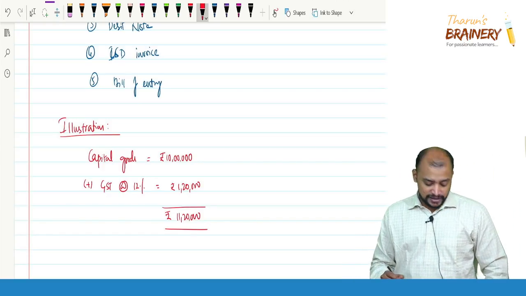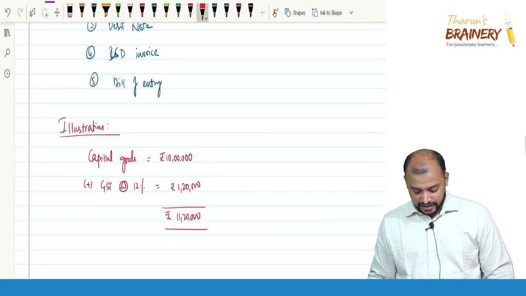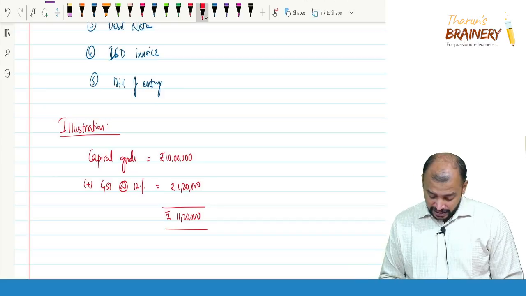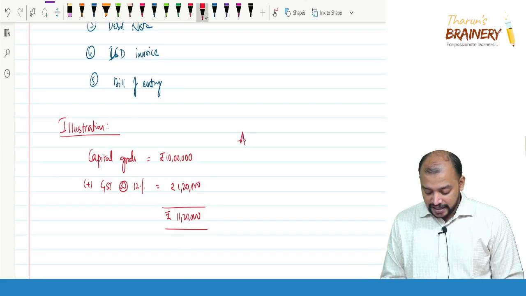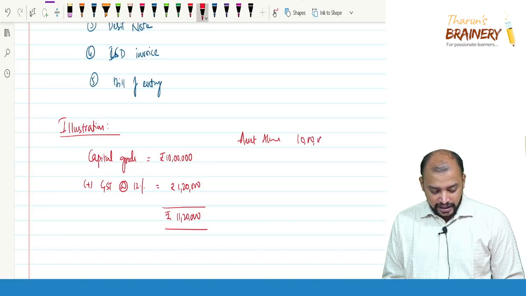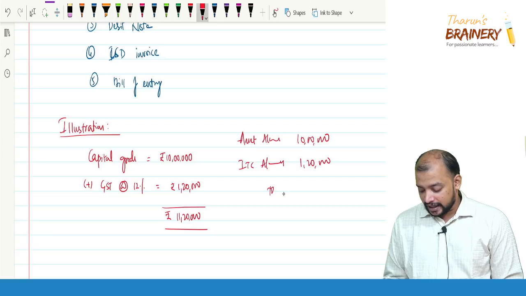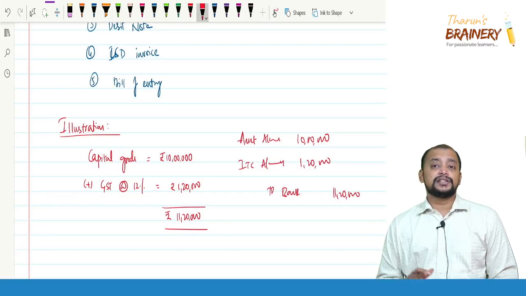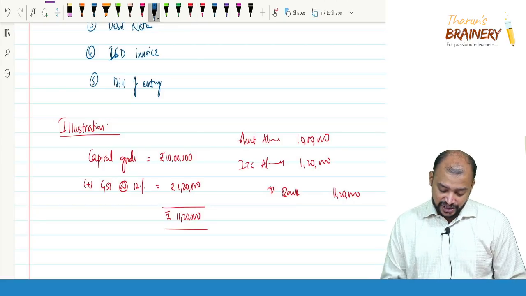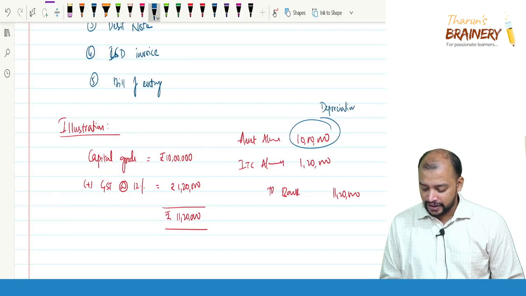Now in this case, whatever is the GST paid on purchases can be taken as credit. But what happens here? What is the entry that is being passed? Asset account debit 10 lakhs, and then ITC account debit 1,20,000 to bank 11,20,000. This is the entry I should have passed. So therefore depreciation is computed on 10 lakhs.